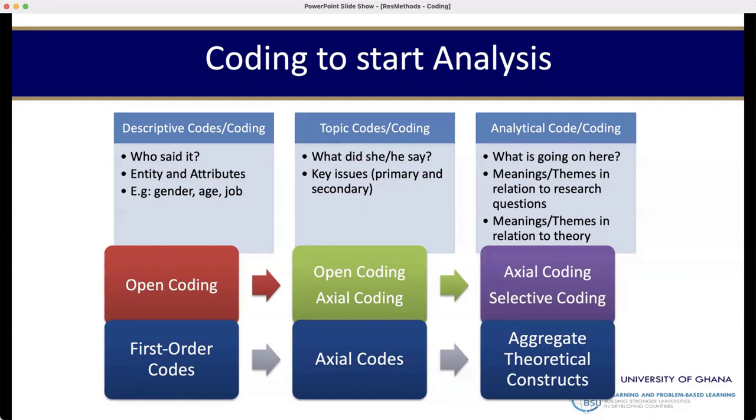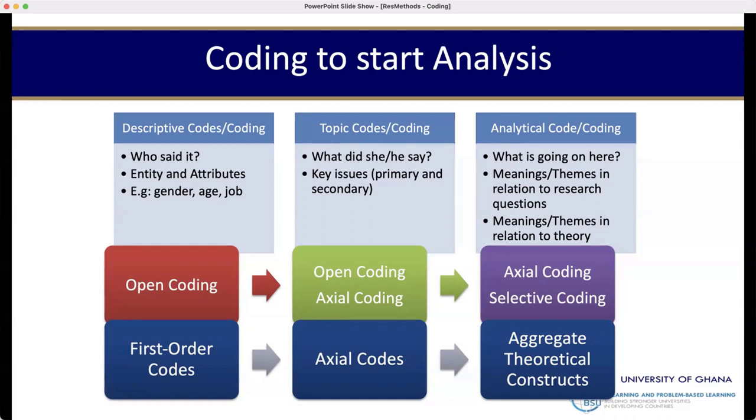So you can then get to axial codes. And then when you go to the next level, you can get what we call a combination of different codes by asking yourself, what is going on in here? We call that one the aggregate theoretical constructs, where at that level you are relating to the theory, or you are trying to inform the theoretical discussion, or relating to the literature. So you're trying to inform literature.